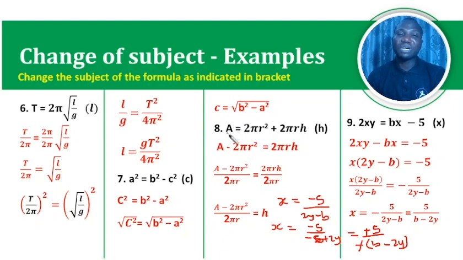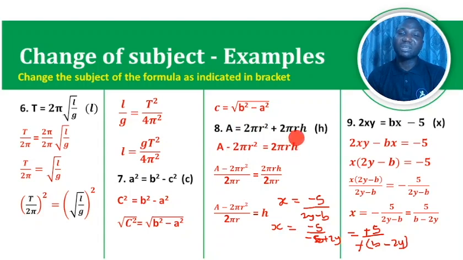Now to question number 8, we have A is equal to 2 pi r squared plus 2 pi r h. We have to make h the subject. Now look at where the subject is. The subject is here, and the whole of this expression is added to this. What is the inverse operation of addition? Subtraction. So we minus this thing from both sides, or we can just say take this over to this side. So that will be A minus 2 pi r squared equals 2 pi r h.